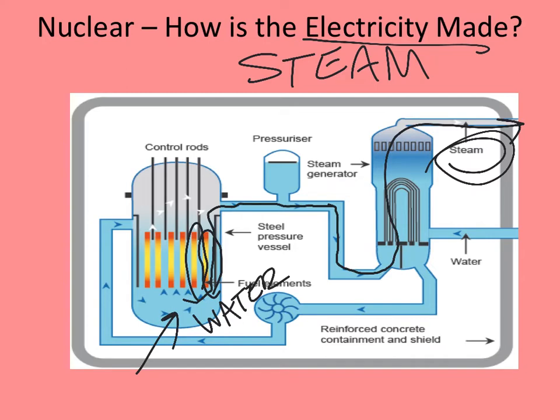If for some reason you have an issue and you're making too much energy and you need to tail it back, you could either remove the rods, so you can pull rods out of the reactor or away from each other, and that will slow down the chain reaction.